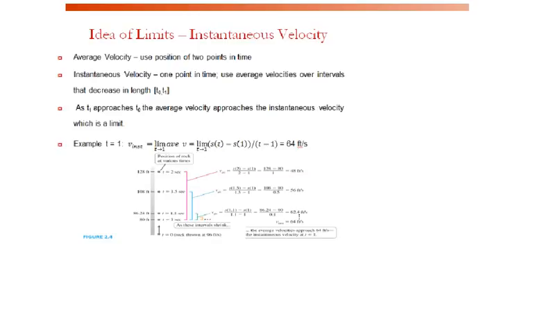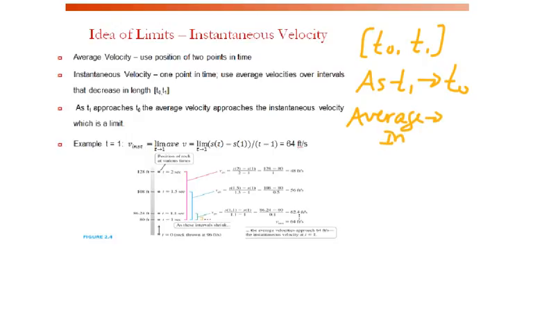So to build the theory behind instantaneous velocity, I want to look at an interval. And I'm going to look at the interval t0, t1, okay? And as t1 gets closer and closer to t0, the average velocity is going to approach the instantaneous velocity.